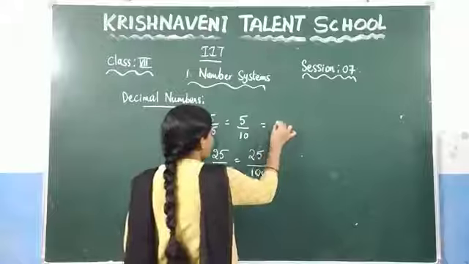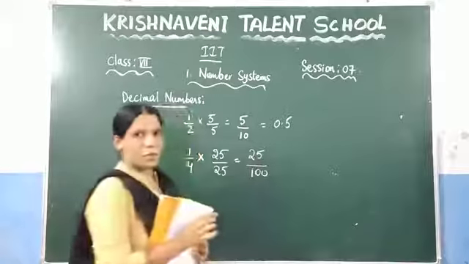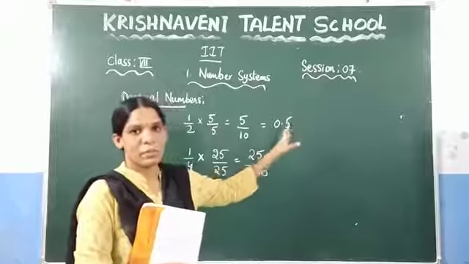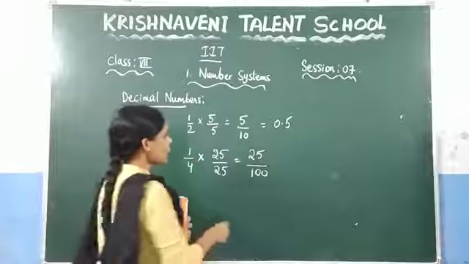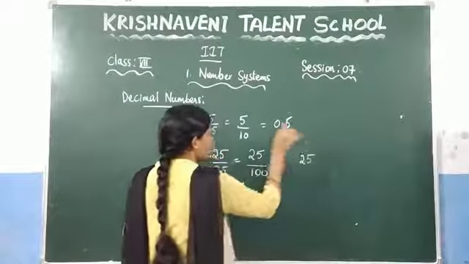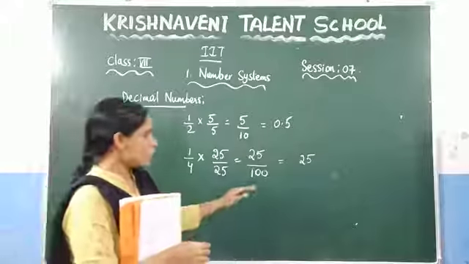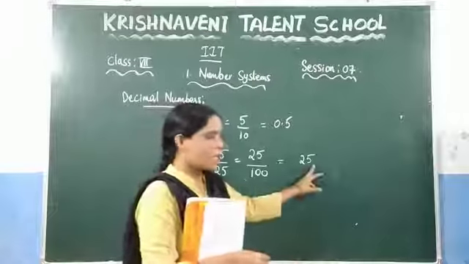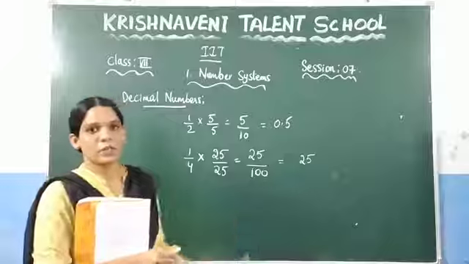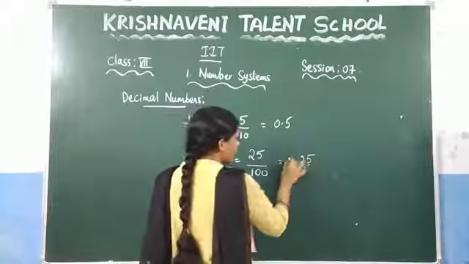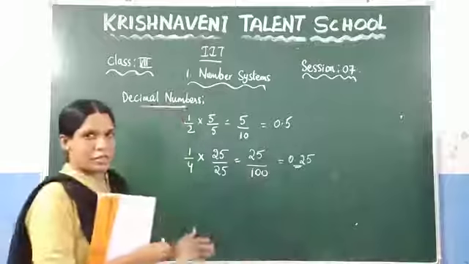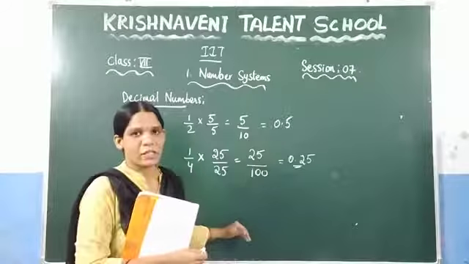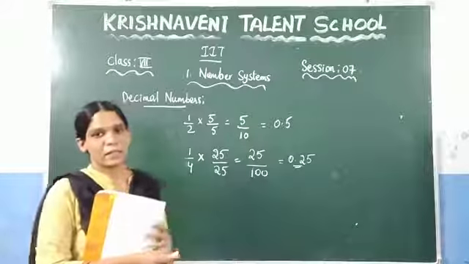Here, you can write this as 0.5, right? Because the denominator is 10. Starting from the right, you need to count one place, and before that you need to keep the point. Similarly here, the numerator is 25, and check in the denominator how many zeros are there. Since there are 2 zeros, starting from the right you need to count two places. Before that you need to keep the decimal point. 1, 2, here you get the decimal point. So if the denominator is in the form of a multiple of 10, such numbers we call decimal numbers.